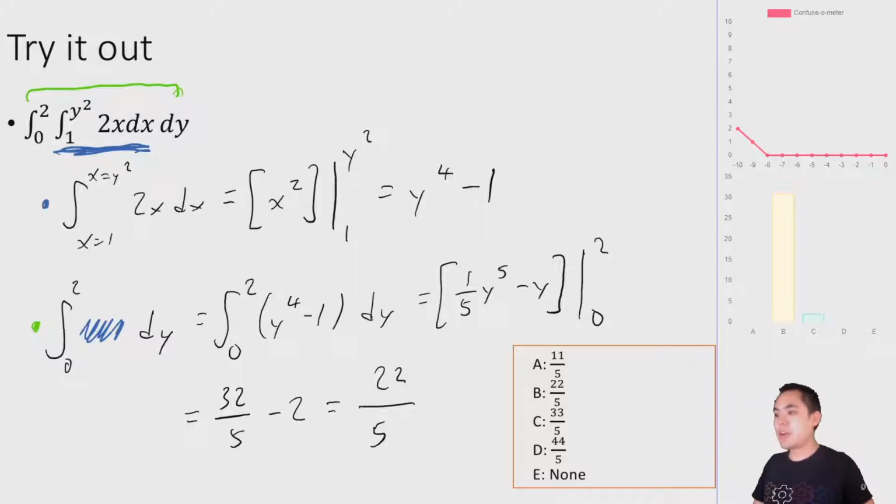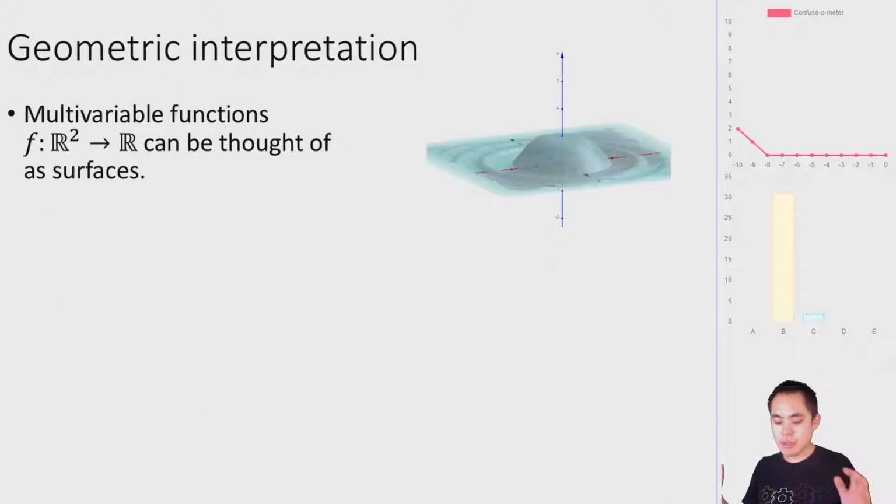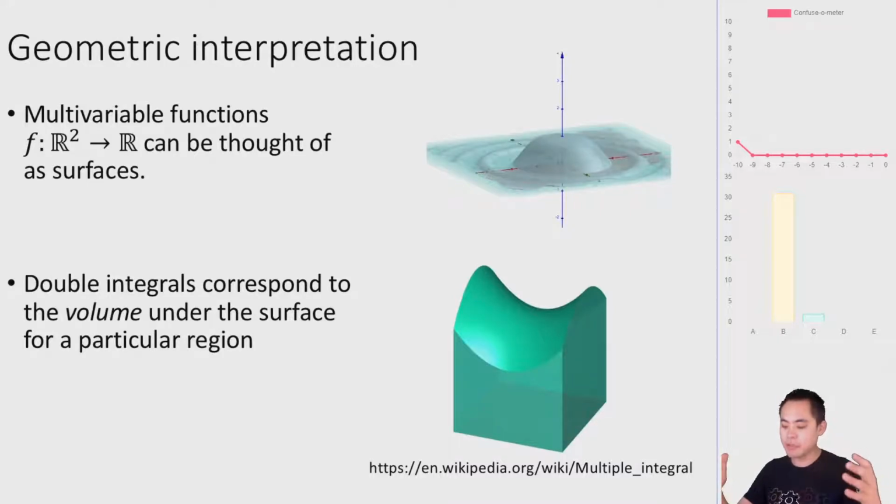Okay, so this is how you mechanically do these multiple integrals, but what does it mean? Here, I'm going to end with this interpretation of it just to give you a sense of what it means. Multivariable functions can be thought of as surfaces, right? That's what we were doing in the very first part of lecture today. Single variable functions are curves in the plane, and the integrals are the area under the curve. These double integrals correspond to the volume under the surface for a particular region.